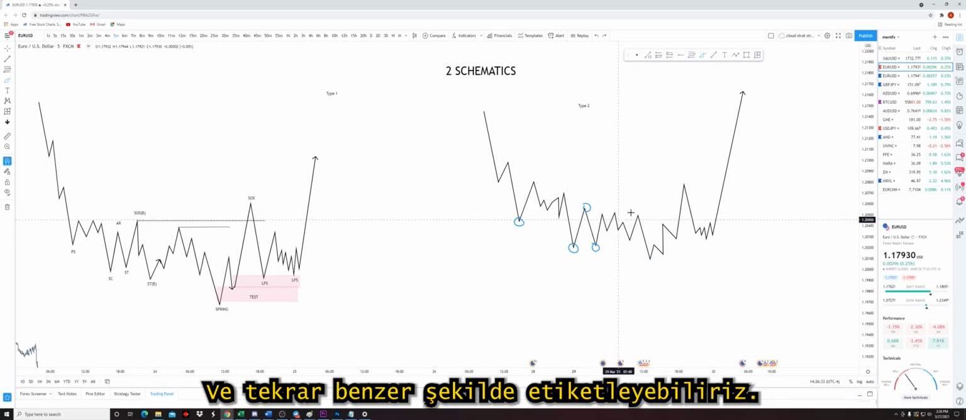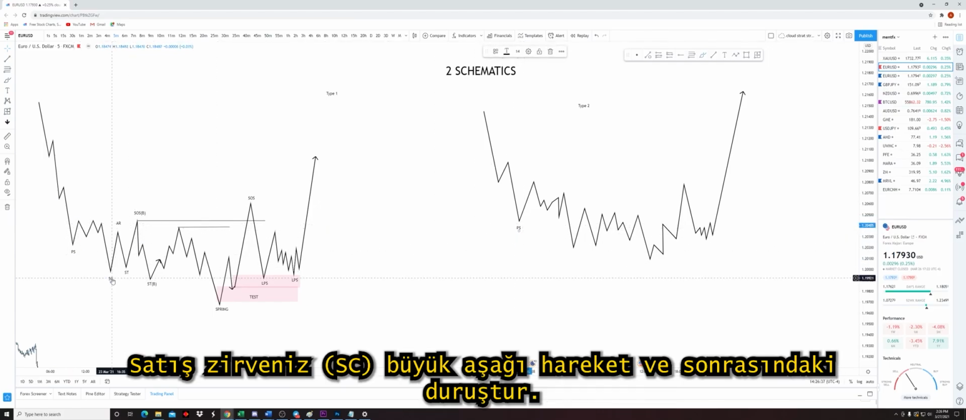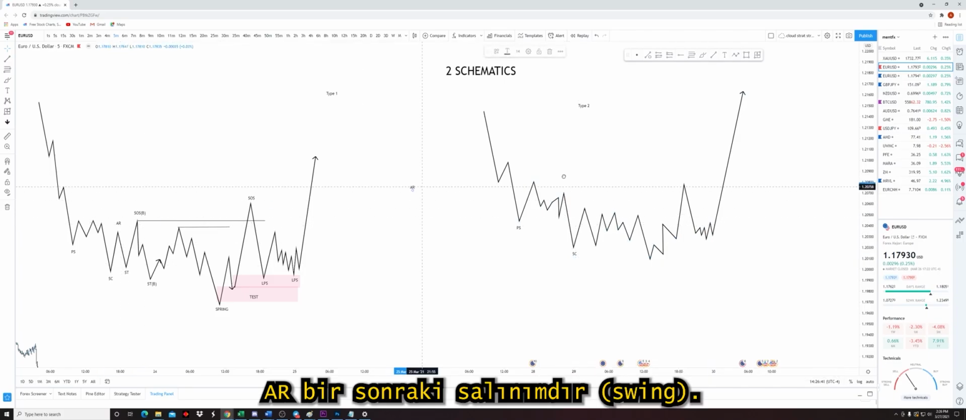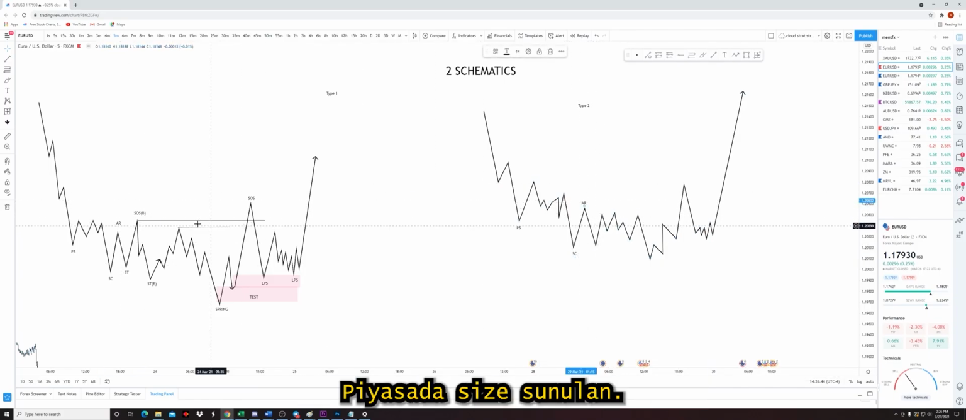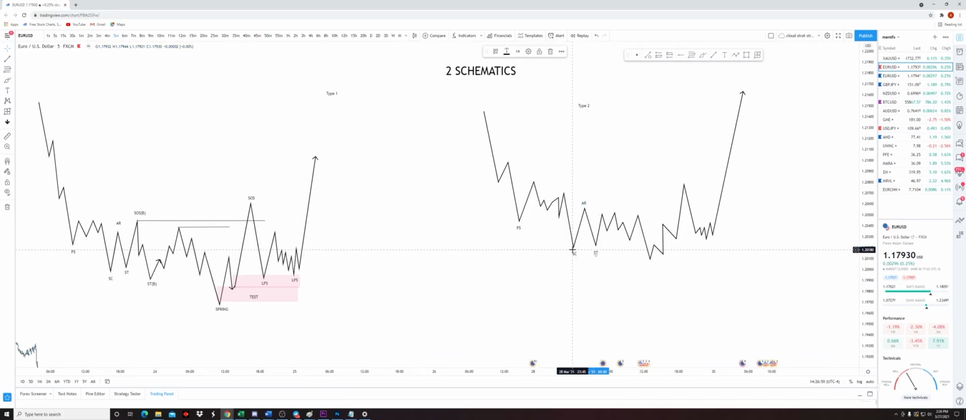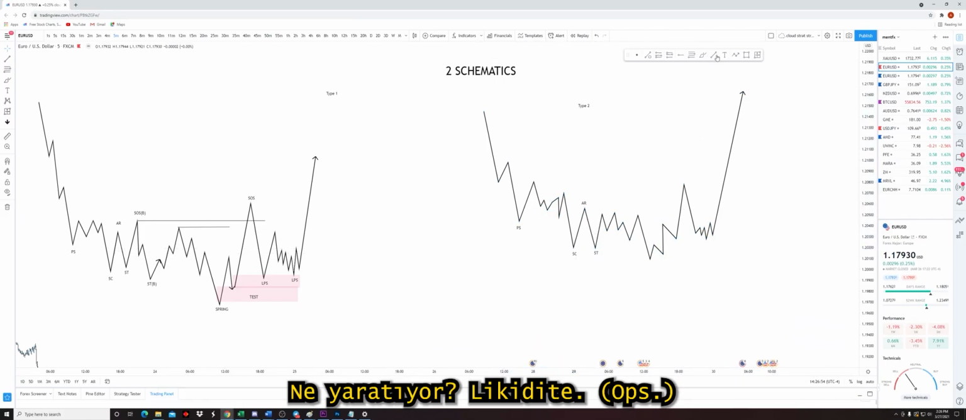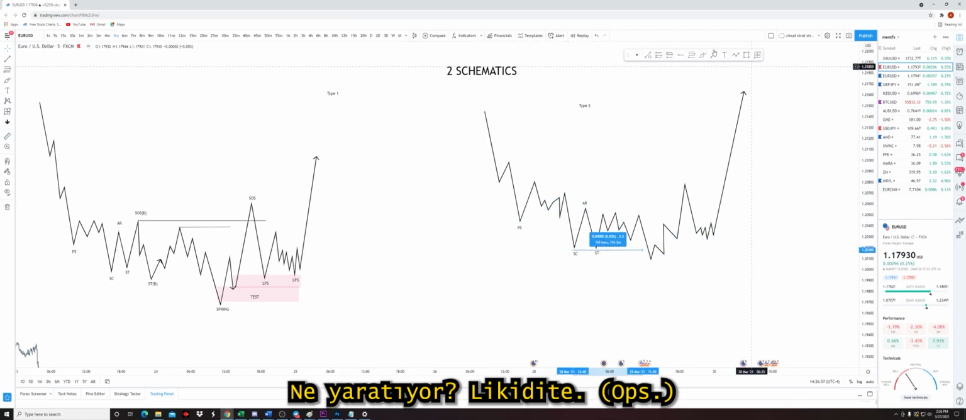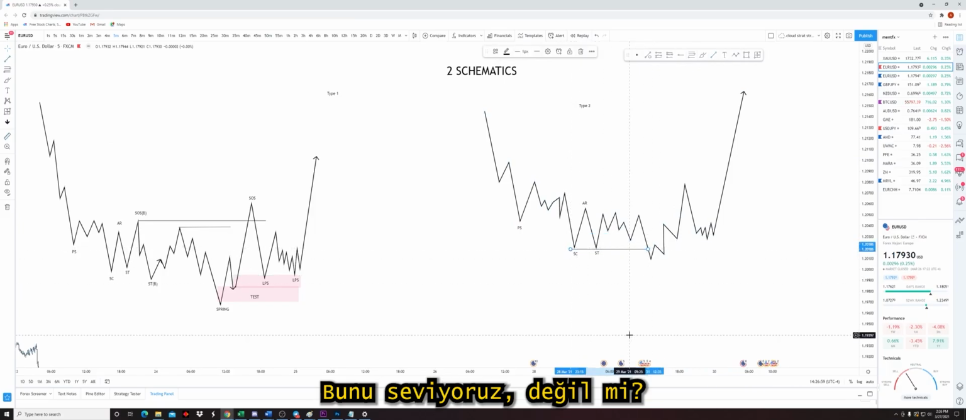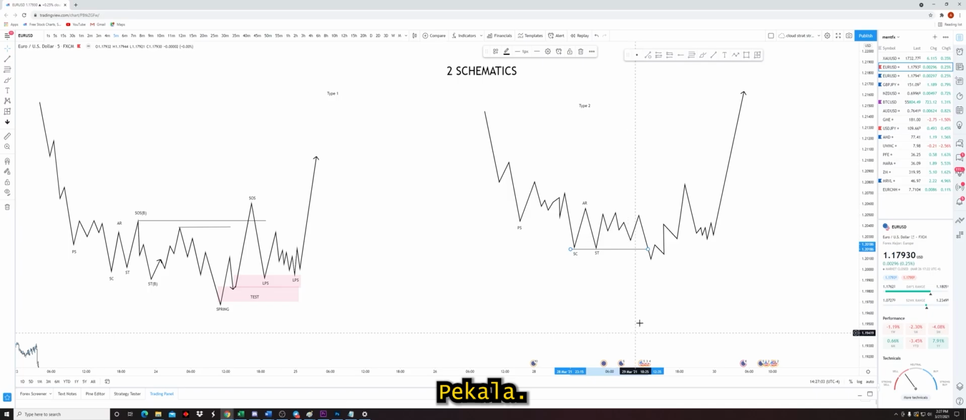And again, we can label it similarly, okay? Your PS is the big stopping action. Your selling climax is the big move down and then the stop after it. The AR is the next swing that is presented to you in the market. The SOS and B, the ST is a point after the AR, usually on similar terms as the SC. So we can make it literally equal if we want here, just for the sake of explanation, right? Creating what? Liquidity. We love that, right? Creating liquidity. People are getting involved in this market on the wrong side already.